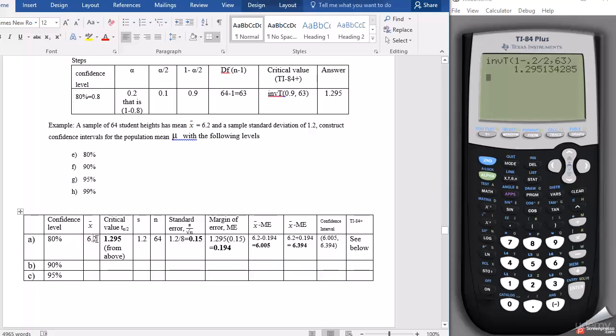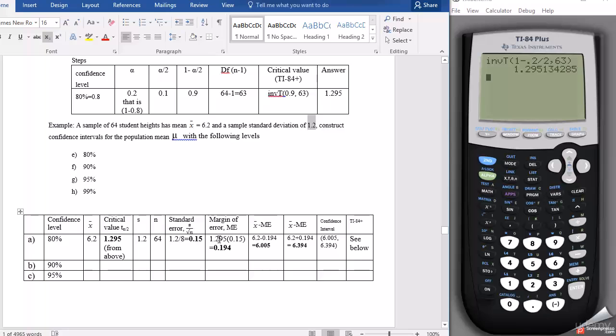The sample mean is 6.2, and remember we got the critical value to be 1.295. The sample standard deviation is given in the question as 1.2. Okay, and then we have n as 64. Then the standard error, remember, is sample standard deviation divided by square root of n. So that's 1.2 divided by 8, which is 0.15. So this is our standard error.